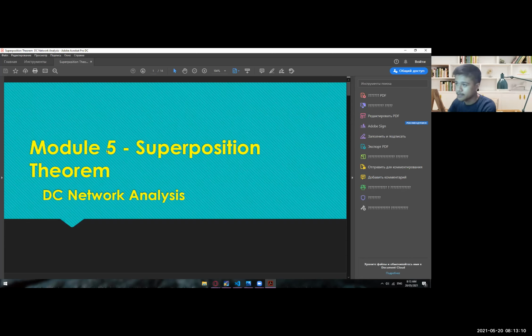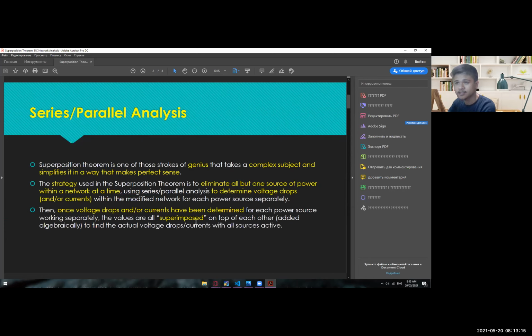Module 5 will be about superposition theorem, DC network analysis. Here's the definition of a superposition theorem. Superposition theorem is one of the genius ways to simplify or solve a complex circuit in a way that makes perfect sense. Like Kirchhoff's law, the Maxwell or mesh current method, superposition theorem is one of the best ways to eliminate or simplify a complex circuit into a very simple circuit.